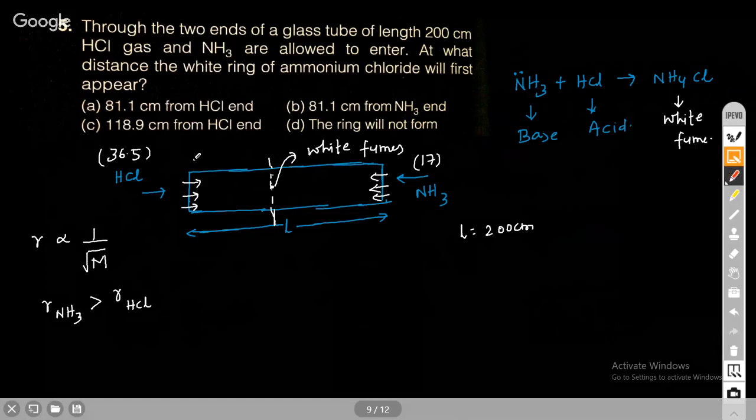And this distance from this end is, suppose, A. From the other end it will be 200 minus A. Obviously this distance will be lesser than half of this value. It means this distance should be lesser than 100 centimeter. So from HCl the answer would be less than 100 centimeter, which is only option A. That is how we can neglect the other options.